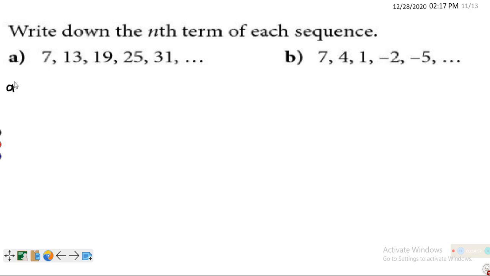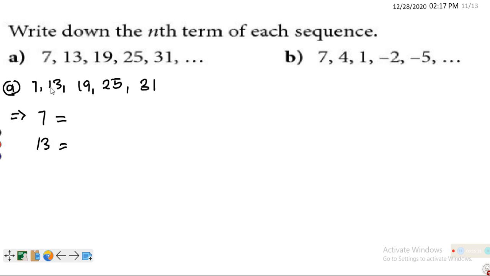for A, we have the sequence 7, 13, 19, 25, 31. Now, how do we generate the nth term? That is the question we have at hand. So let us go this way. Write down the first term. Then write down the second term.